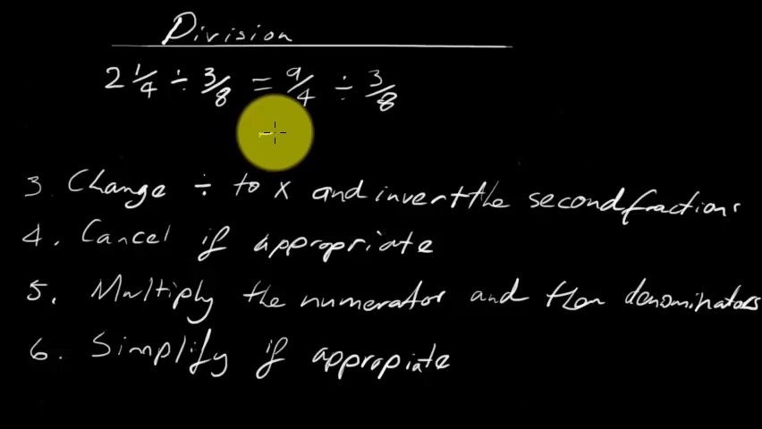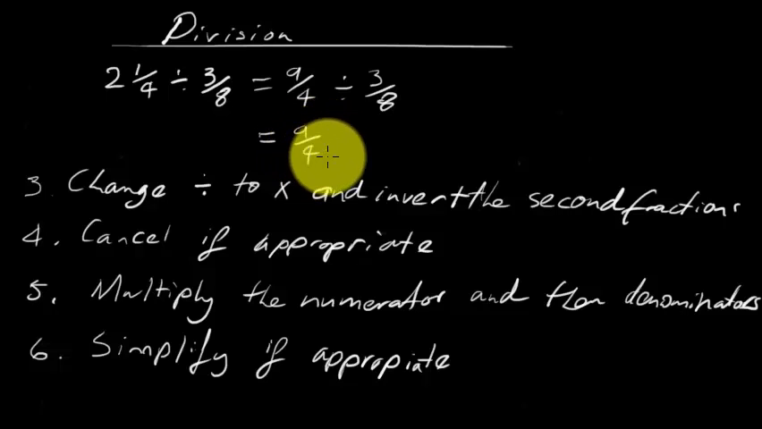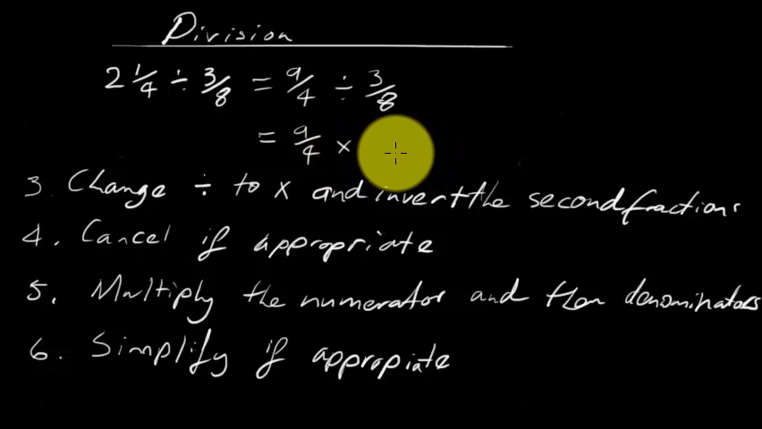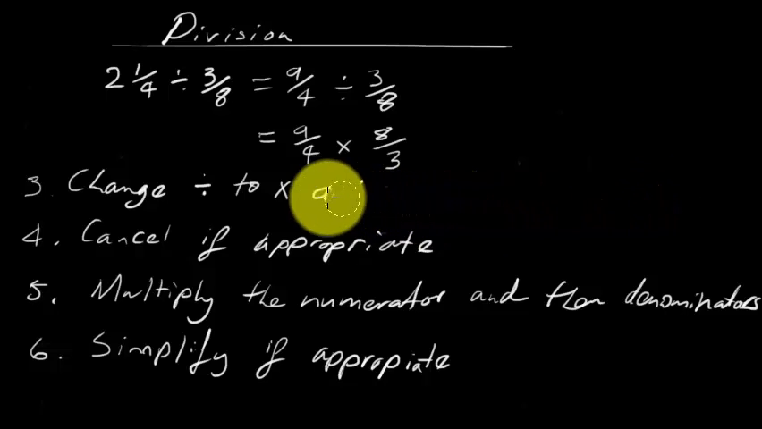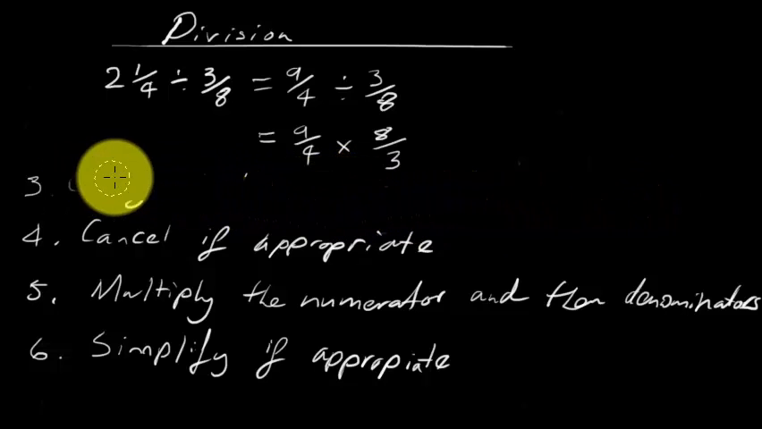So let's look closely at what that means. So we change 9/4, that's the same. We change division to multiplication and invert the second fraction. So we have 3/8. So invert means flip those around. So we're going to have 8 up the top and 3 down the bottom. Okay, so that's our third step. Now I'll just erase that rule so we've got some more room.